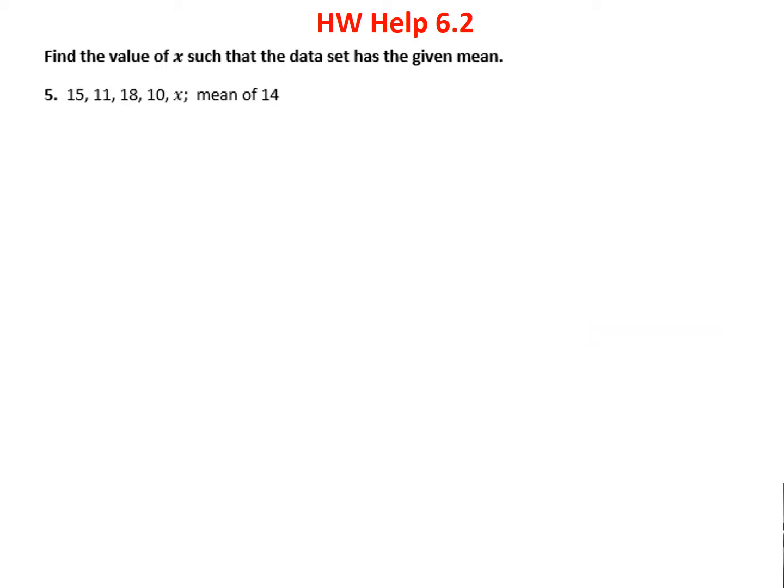Problem 5 asks us to find the value of x such that the data has the given mean. So you got to remember how we find the mean. The mean, we add them all up and divide by the number, and that gives us the mean. So in this case, I would add 15 plus 11 plus 18 plus 10 plus x, and then I would divide it by 1, 2, 3, 4, 5, and it tells me that has to equal 14.